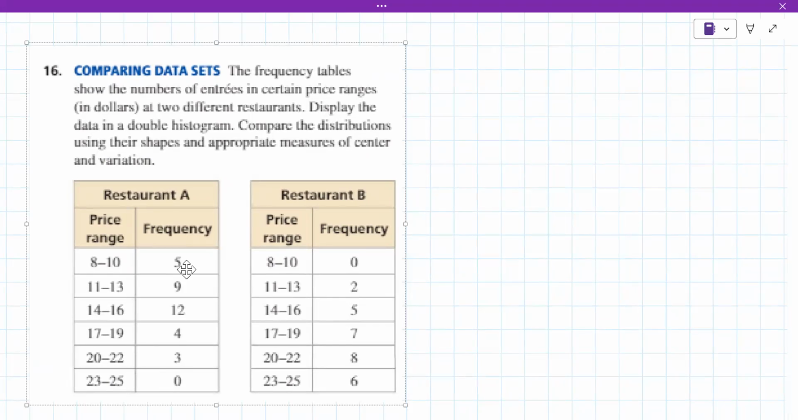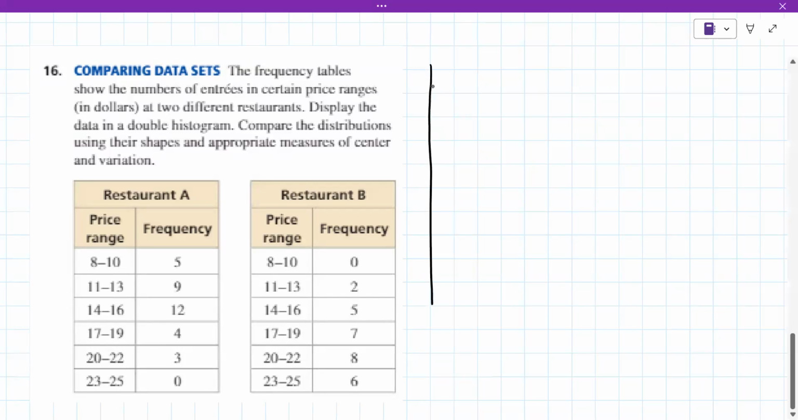Now, double histogram, let me just double check if they want those to go side by side or on top of each other. Any idea from the book what it says? Double histogram. Okay, they're side by side. All right. So to do this, gotta be very careful here, doing this as accurately as we can.